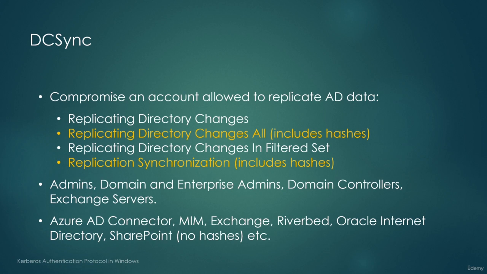of hashes. Replicating directory changes in filtered set allows replication of filtered attribute set for read-only DCs and doesn't include hashes. Replication synchronization includes hashes and allows for a full AD synchronization to be initiated manually. By default, members of the groups administrators, domain and enterprise administrators, domain controllers, and Exchange servers are able to perform a full AD synchronization, including hashes.